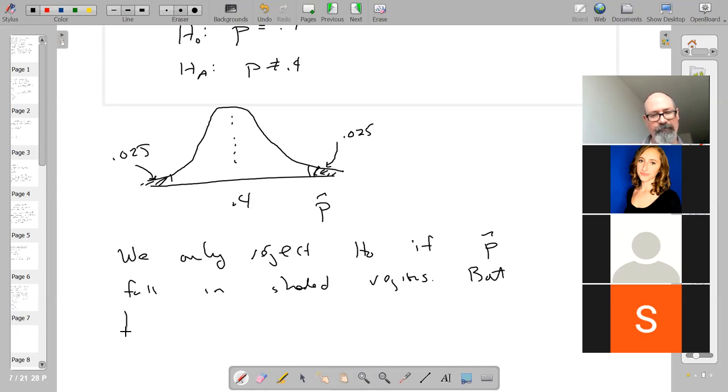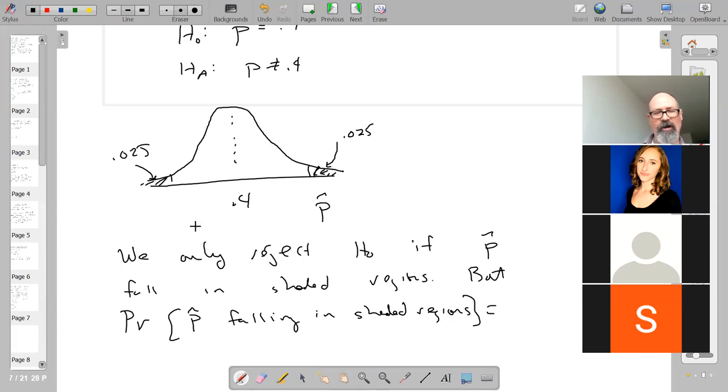But the probability, I guess I'll write this down in words, of P hat falling in the shaded regions in that picture, all that is the probability of either being here or here, but that's 0.05, right? So if the null is true, the significance level is actually equal to the probability that P hat will fall into one of those shaded regions. It's equal to the probability of making a type one error by definition. Though it's a little weird to think about things in that way.